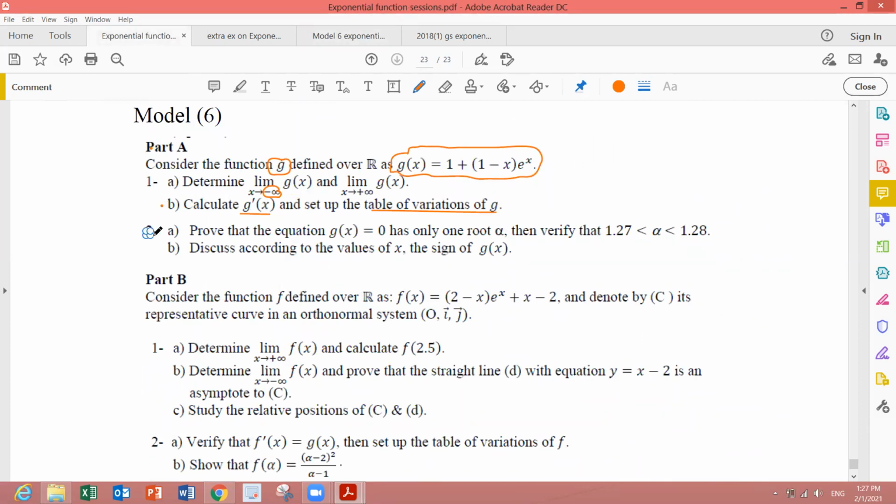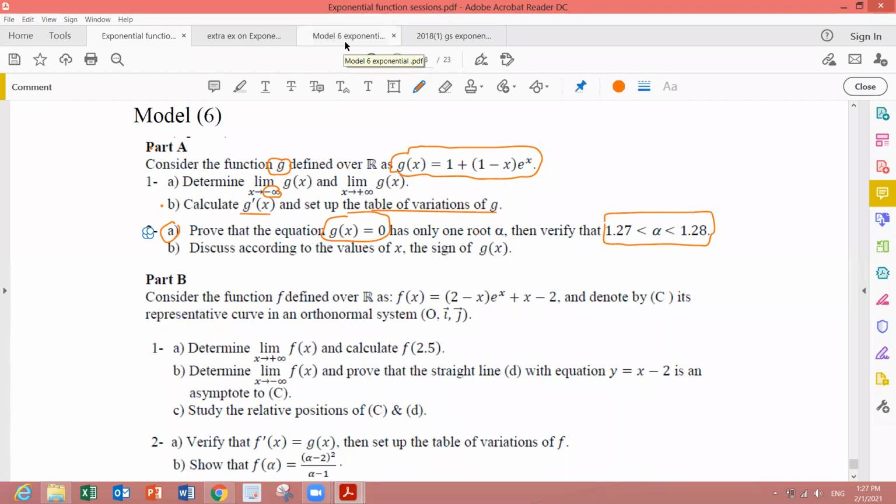Part A. Prove that the equation g(x) equal to 0 has one root and verify that this root is between 1.27 and 1.28. This is simple. How to prove this one?